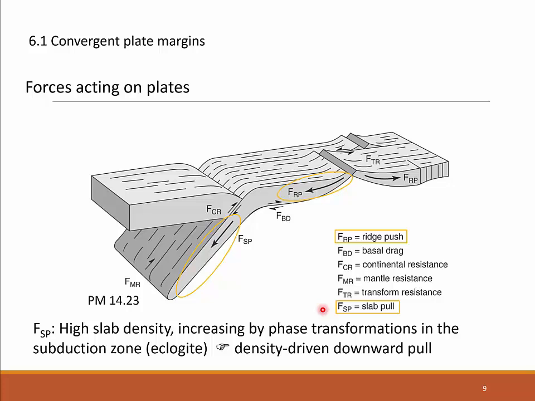Then we have the force of the slab pull. Once we have initiated subduction, then the mineral assemblages that form at the mid-oceanic ridge will change with depth due to increasing temperature and due to increasing pressure. And once they get deep enough, the basaltic rocks and gabbros of the oceanic crust will convert into eclogite, and eclogite has a significantly higher density than normal basaltic oceanic crust. This increasing density will increase the pull of the downgoing slab. That is our slab pull force.